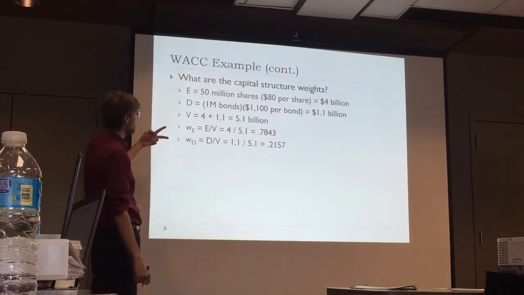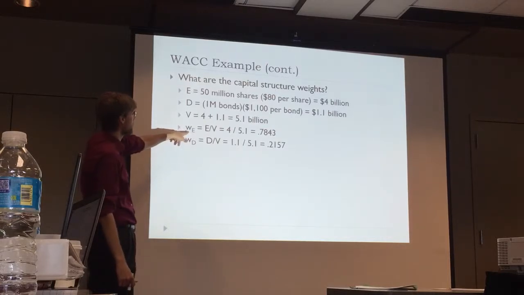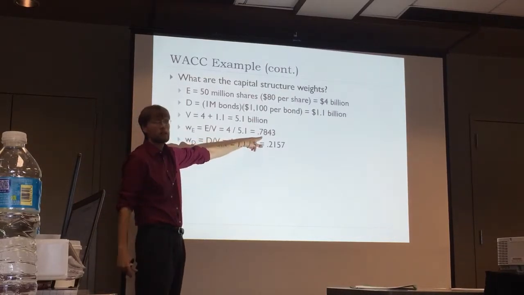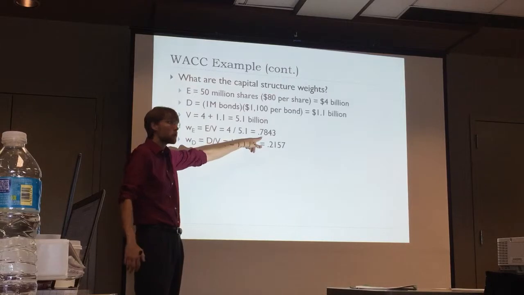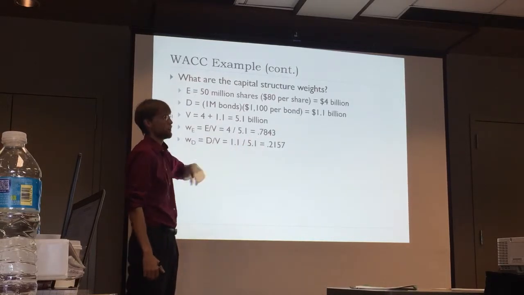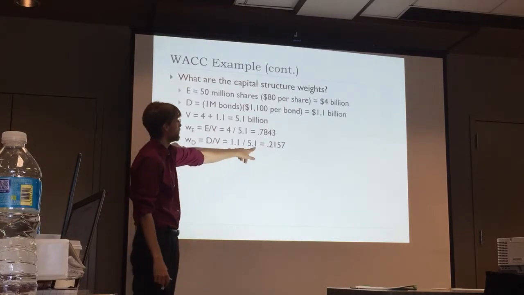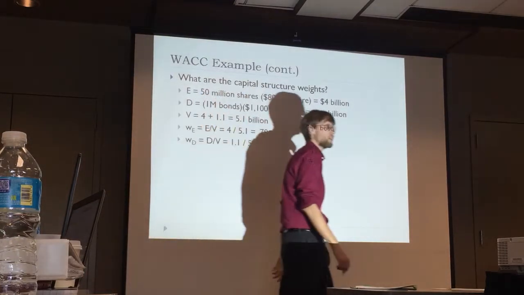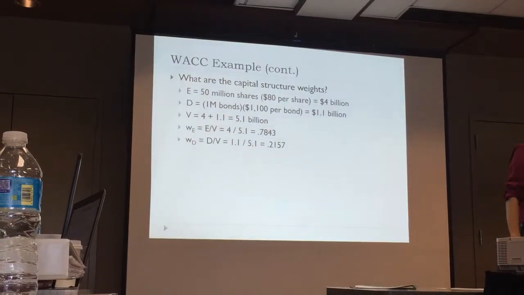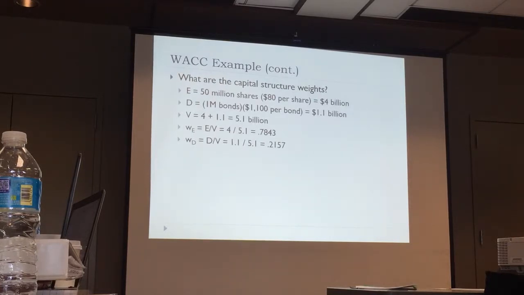All right? And then we look at the ratios. On the equity side, about 78% of the financing of the total value comes from equity, the 4 divided by the 5.1. And then on the debt side, you have the residual amount, 1.1 divided by 5.1 gives us about 22%. All right, so about 3/4, 1/4 here for this firm in terms of their financing.